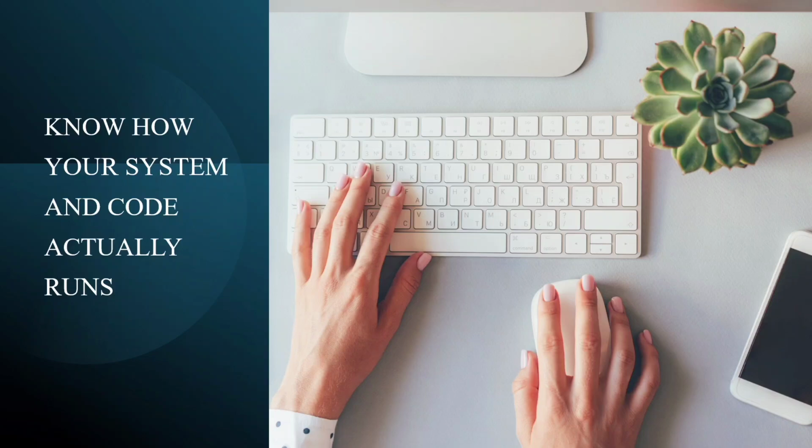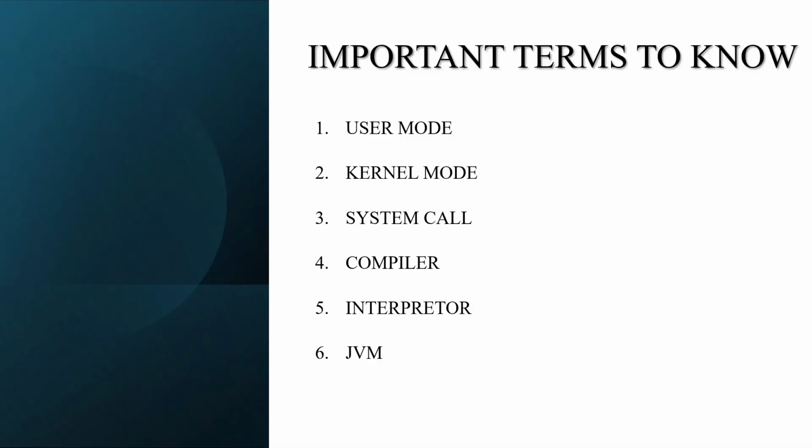Hello everyone. Being a computer programmer, you need to have a basic understanding of some of the important terms in order to know how your system and code actually runs. So the terms I'm talking about are these 6 terms. Even if you have a basic understanding of these terms, I would highly recommend you to watch the entire video in order to know its functionality in a very easy and simple way.